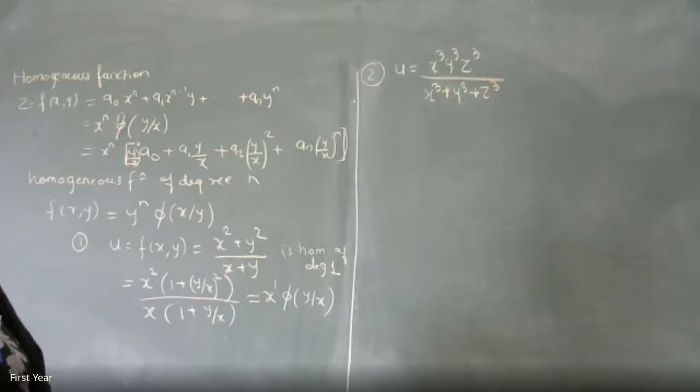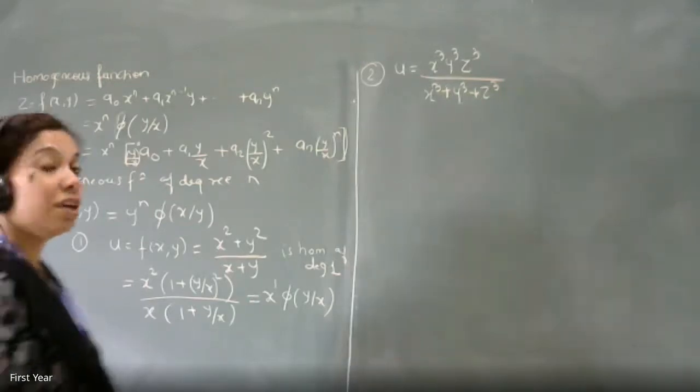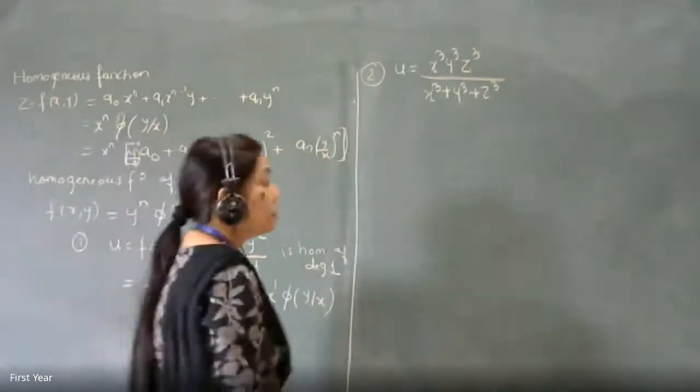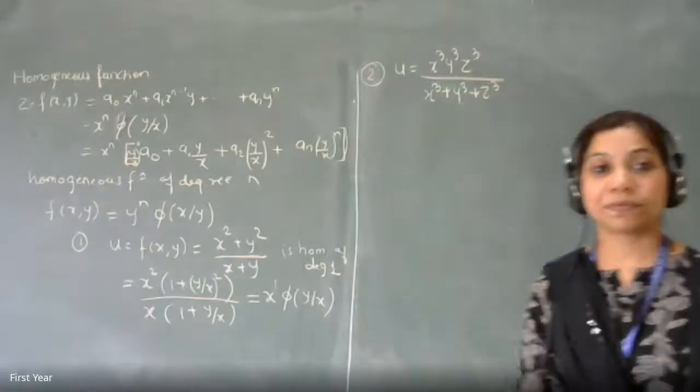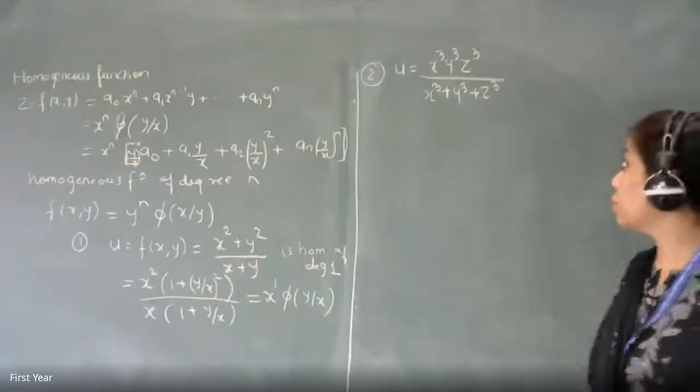U is equal to x cube y cube z cube upon x cube plus y cube plus z cube. The answer is 6. Degree of this function is 6. Yes, how did you get it? What's the degree of the numerator? 9. 9, because it is a product.